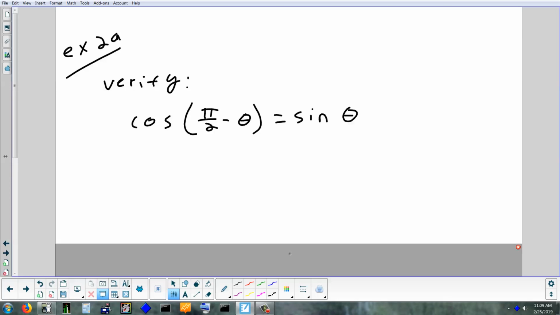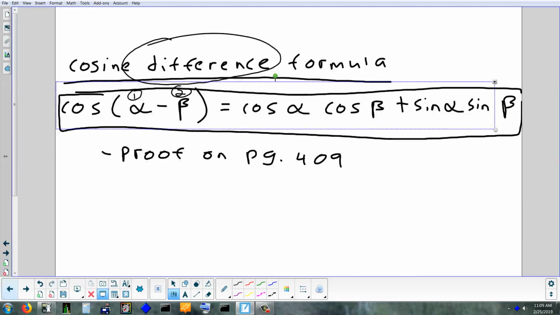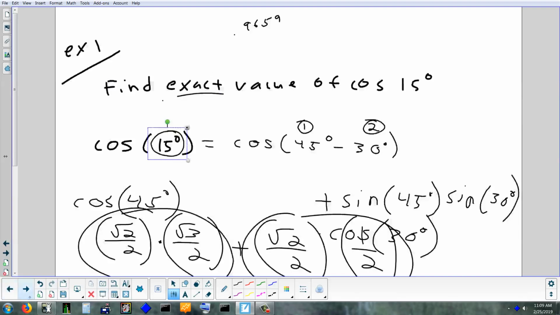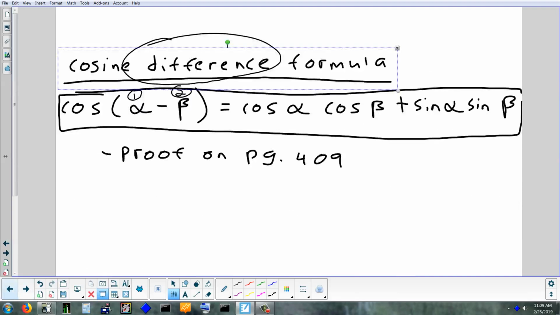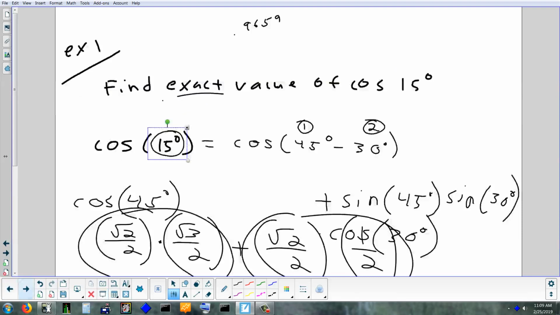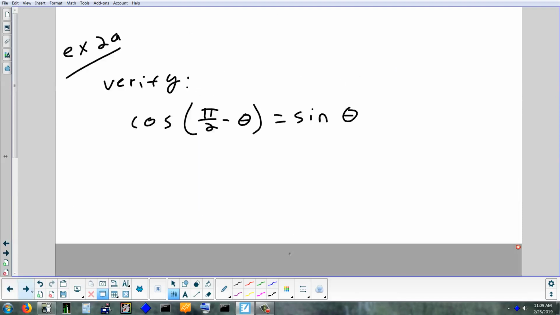So we're going to start with the left. This is a cosine difference. Cosine difference identity. So we're going to use this again. You just have to identify the first thing and the second thing. Well, there's your first thing. There's your second thing. So not everything you're plugging in this time is a number. Okay, one of them is just a theta. Okay. So we'll just put left-hand side.